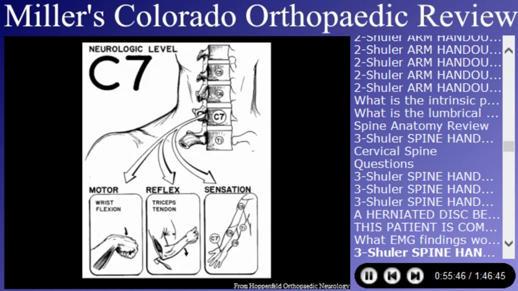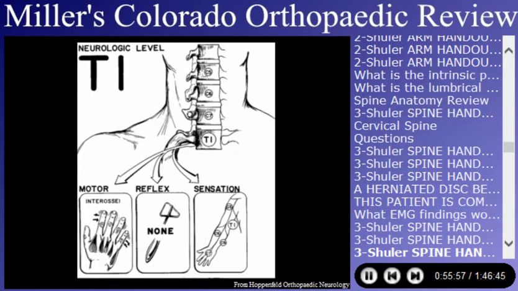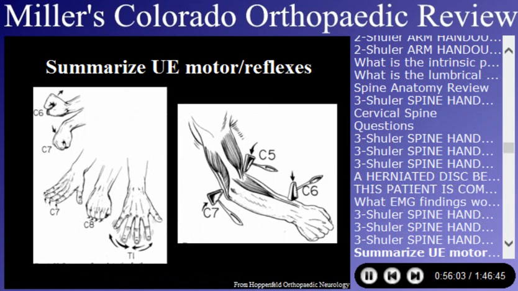C6, wrist extension. C7, triceps reflex, sensation shown, middle finger. C8, finger extension, reflex none, sensation is shown. T1, interossei with no reflex. Sensation is shown. Summarize, real quick and easy: 6, 7, 7, 8, T1. That's the way I just remembered it when I was on my spine rotation. Real quick way to remember that. Reflexes are shown there as summary.